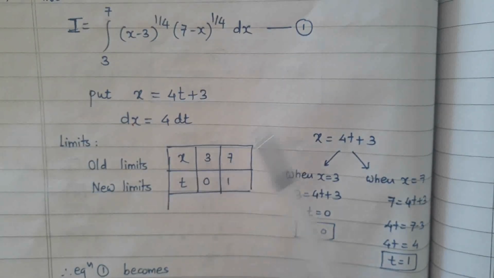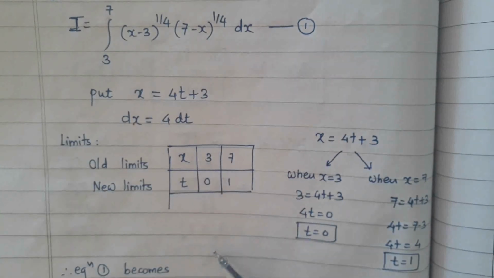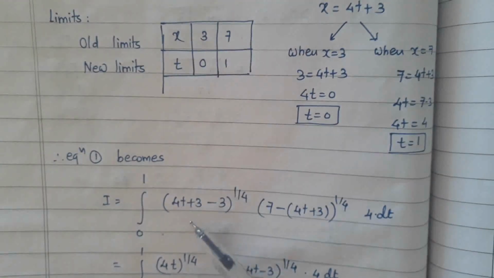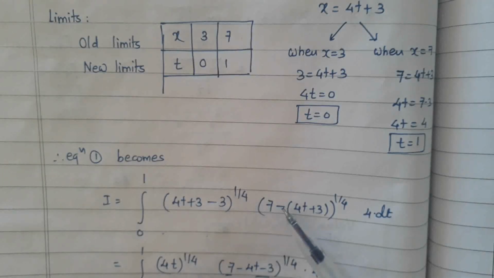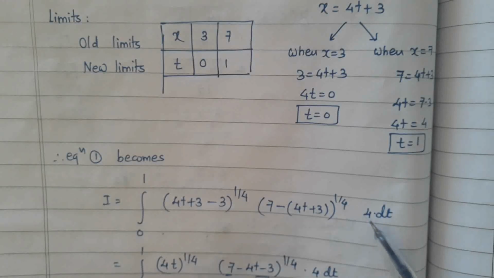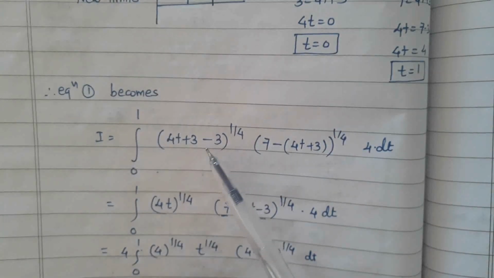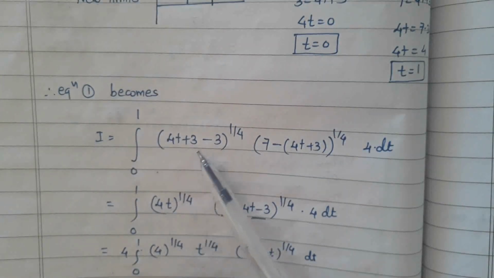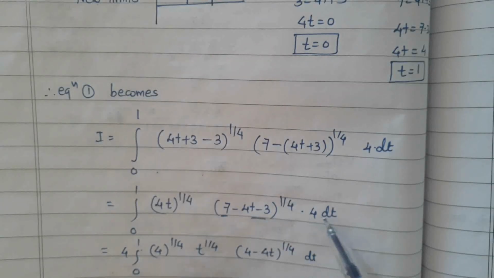Use all this substitution in equation number 1. Place x = 4t + 3, dx = 4dt, and limits 0 to 1. Therefore equation number 1 becomes the integral from 0 to 1 of (4t + 3 - 3)^(1/4) (7 - 4t - 3)^(1/4) 4 dt. Separate the powers. Minus 3 plus 3 becomes 0, giving (4t)^(1/4). For the other bracket, 7 minus 3 is 4, so (4 - 4t)^(1/4), times 4 dt.